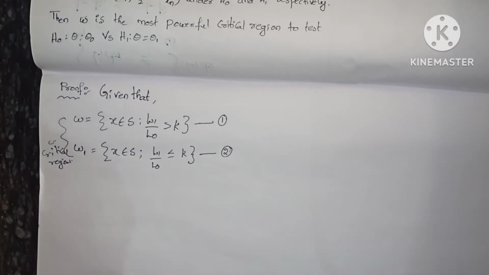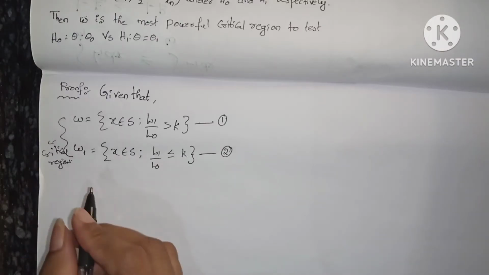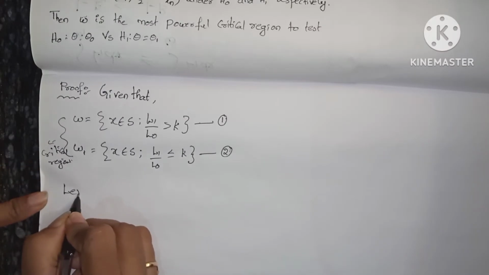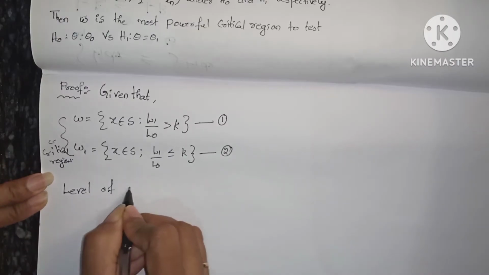Now we have to prove that omega is stronger than omega 1. For that we have to take the powerful critical region, which is denoted with 1 minus beta. Before that we have to prove alpha also, the level of significance, at which level it is powerful. So first, the level of significance.